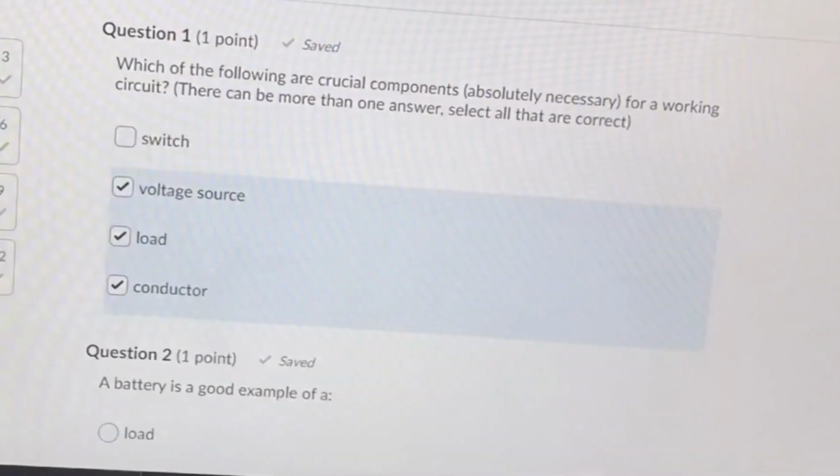Also, you don't necessarily need a switch. A switch is good so you don't have to completely disassemble your whole circuit when you want to not waste your voltage source. So a switch helps you to turn it on and off, but you don't need it for it to work. So it's optional, basically.